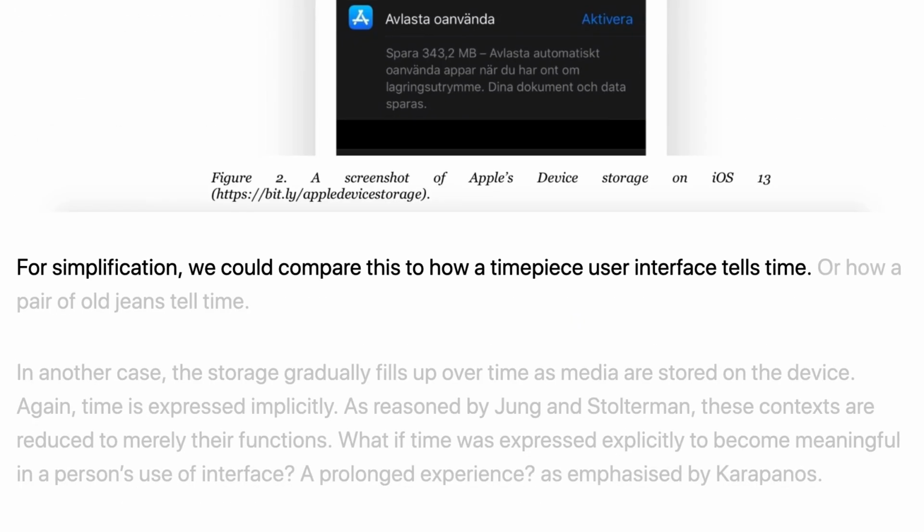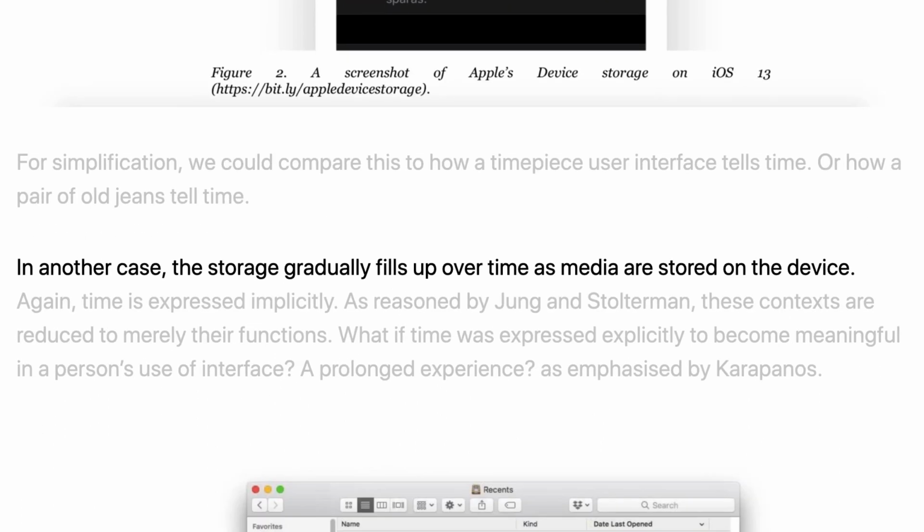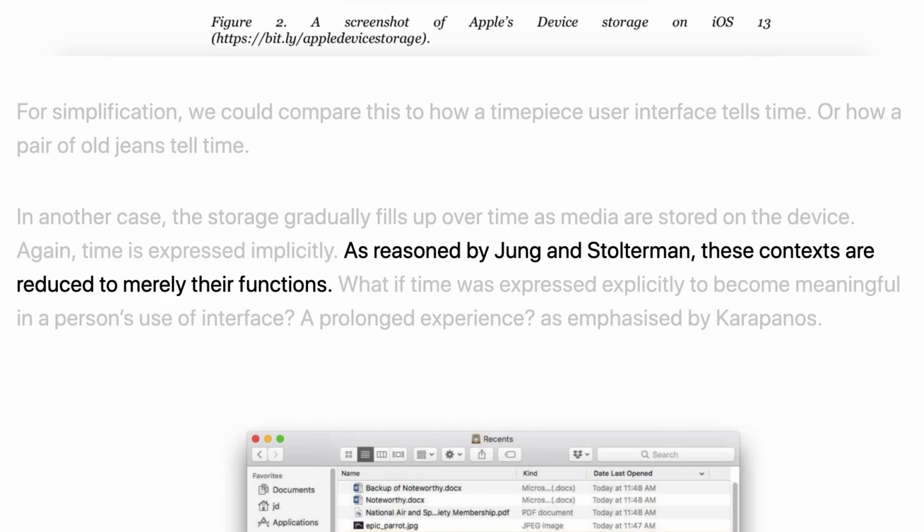For simplification, we could compare this to how a timepiece user interface tells time, or how a pair of old jeans tell time. In another case, the storage gradually fills up over time as media are stored on the device. Again, time is expressed implicitly. As reasoned by Jung and Stolterman, these contexts are reduced to merely their functions.